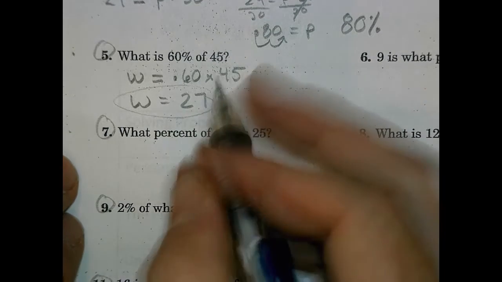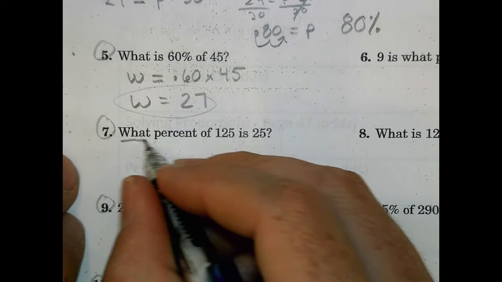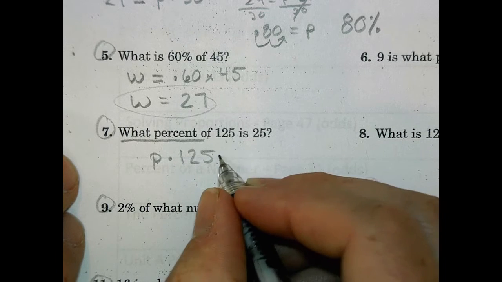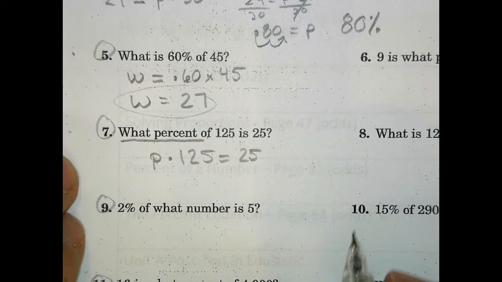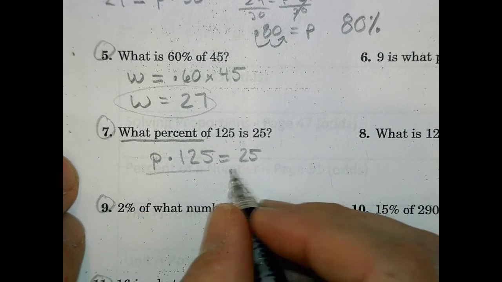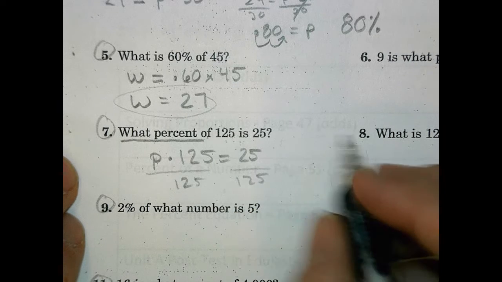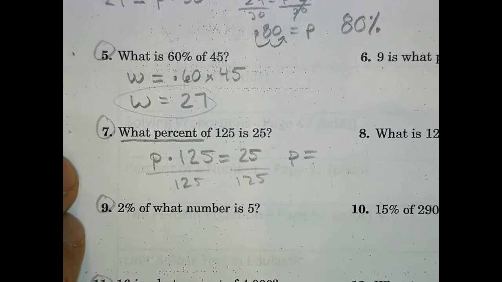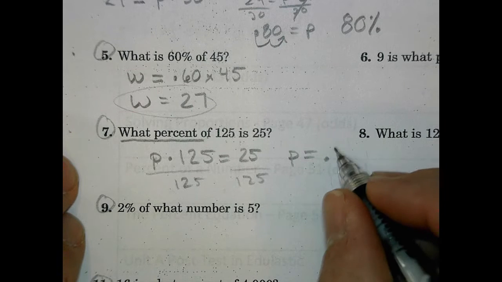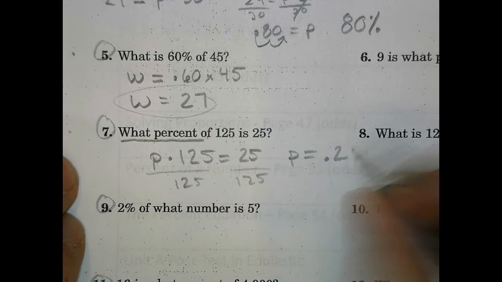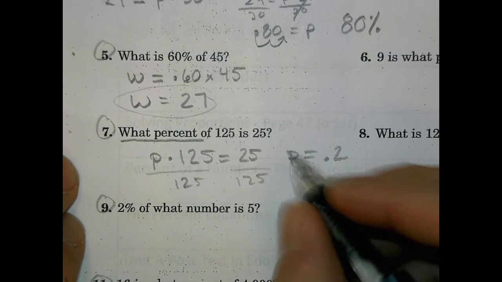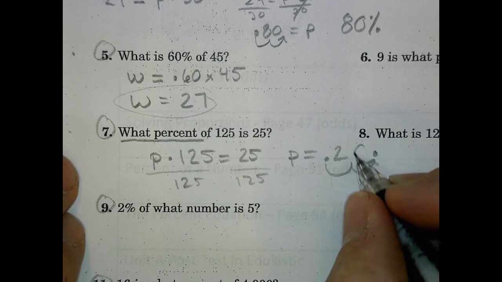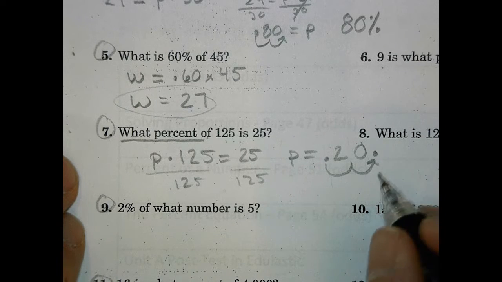Number 7. What percent, so this is, again, I don't know the percent, looking for the P, of multiply 125 is 25. There's my equation. So to solve this here, you got to move the 125 over there, divide both sides by 125. So P is going to be equal to 25 divided by 125. Now 25 divided by 125 is equal to 0.2 or 0.20, however you want to look at it. I can put it as 0.2. Now, because the percent, I want to move it over 2 spaces, right? So move the decimal there, add the 0 there, so it becomes 20%.